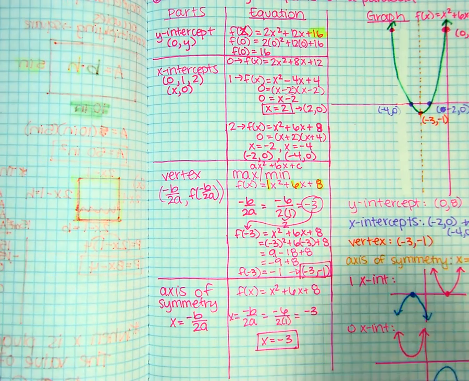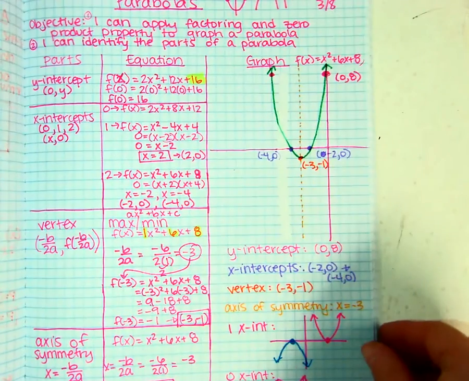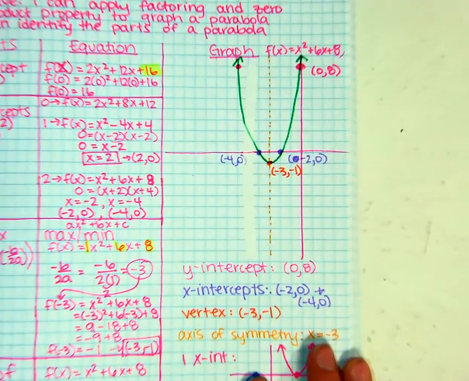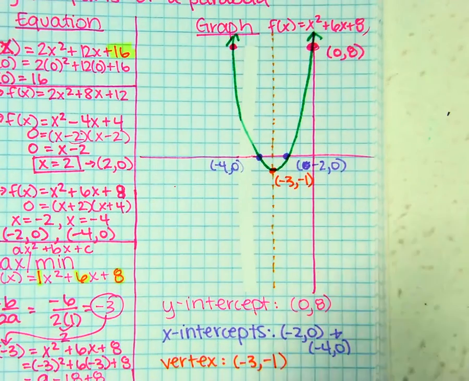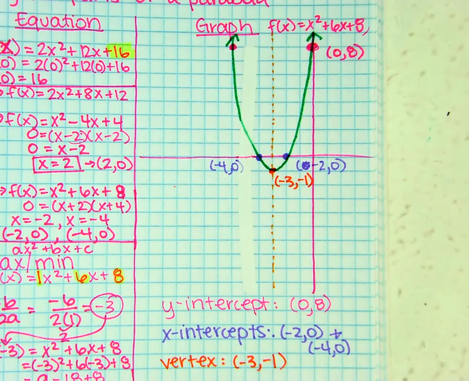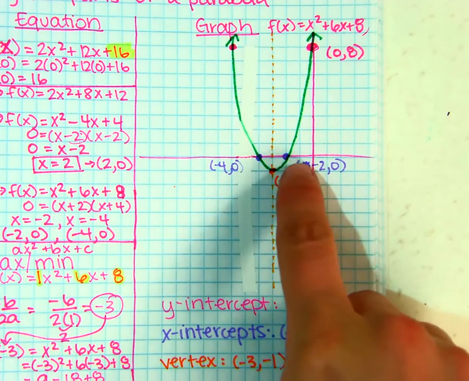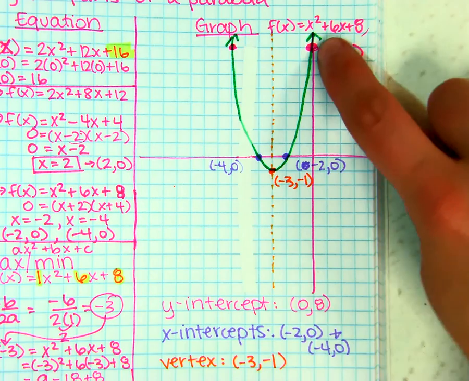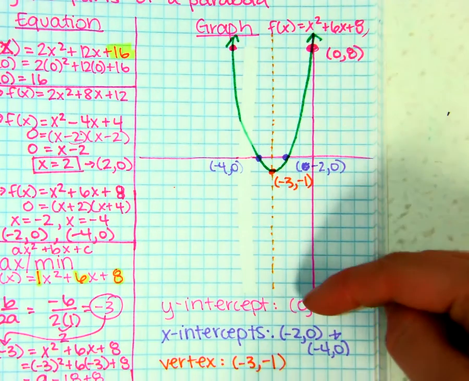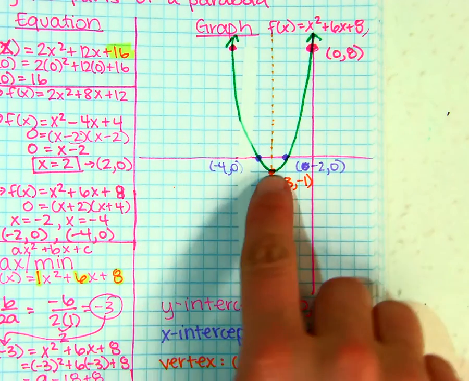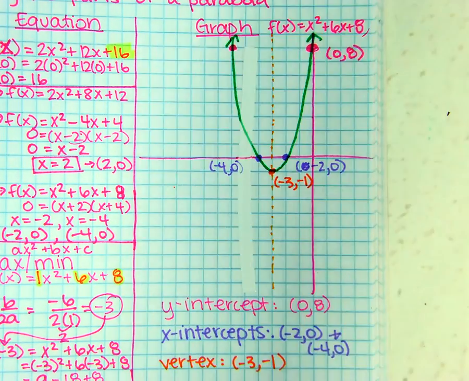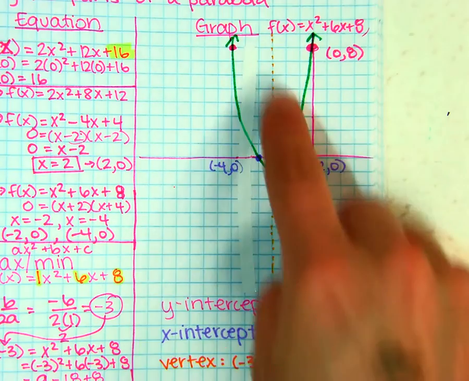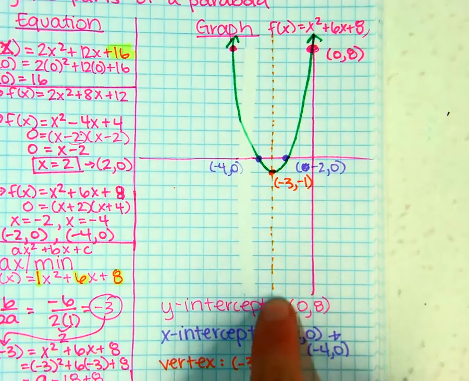And then also what we're going to learn going forward is how to identify those things if you're just looking at the graph. So just looking at the graph, the x-intercepts, where they cross the x-axis. The y-intercept is where it crosses the y-axis. My vertex is that turning point. Remember, the tipping point? And then the axis of symmetry is the line that goes through the vertex.